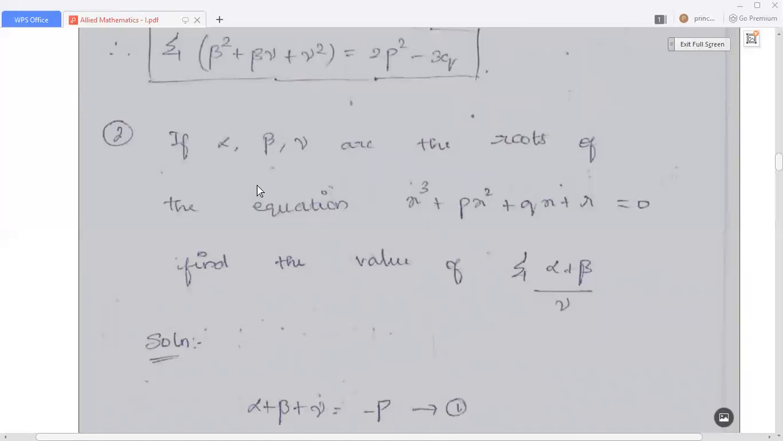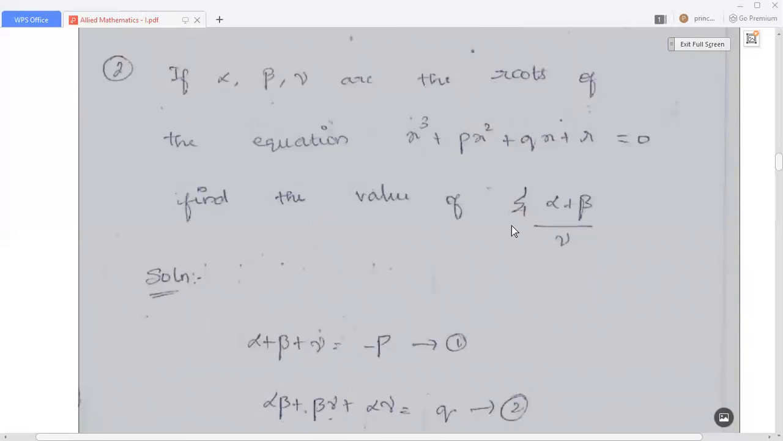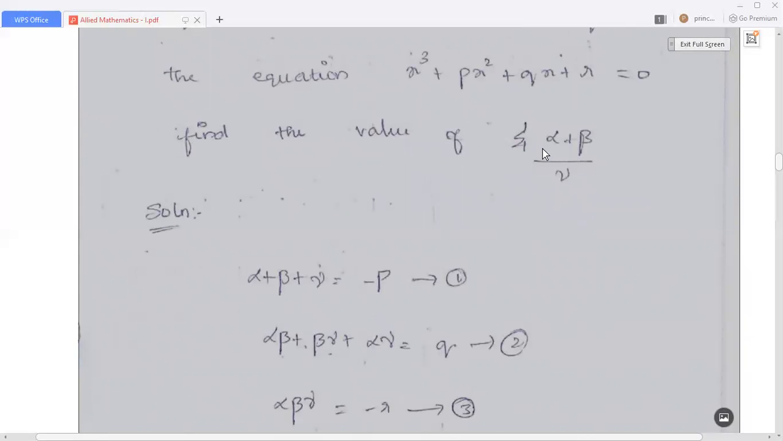Next problem. If alpha, beta, gamma are the roots of the equation x cube plus px square plus qx plus r equal to 0, find the value of sigma (alpha plus beta) by gamma.